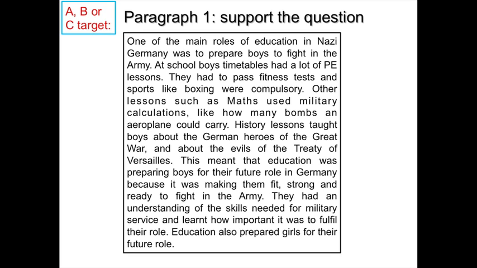The first paragraph. In this instance, we are supporting the question first of all. So the first paragraph says, one of the main roles of education in Nazi Germany was to prepare boys to fight in the army. At school, boys' timetables had a lot of PE lessons. They had to pass fitness tests, and sports like boxing were compulsory. Other lessons such as maths used military calculations, like how many bombs an aeroplane could carry. History lessons taught boys about the German heroes of the Great War and the evils of the Treaty of Versailles.